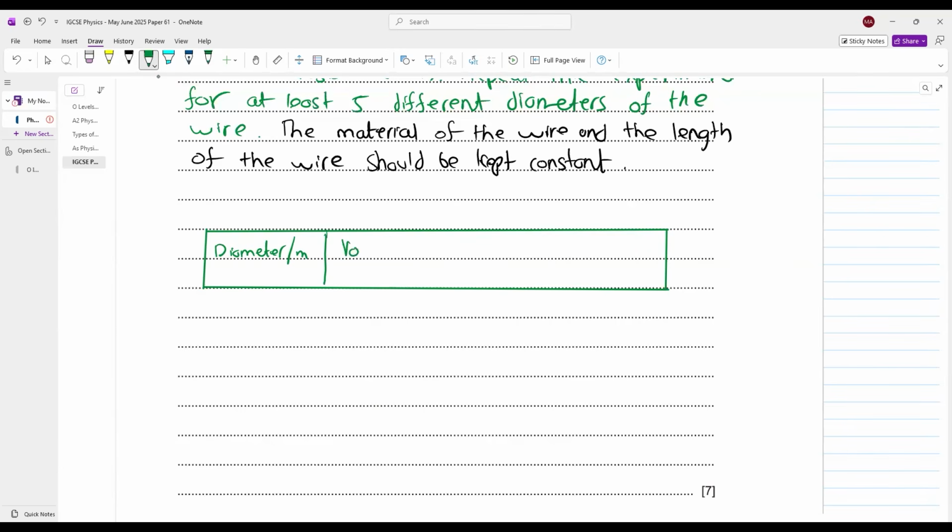Then voltage slash V, that is the units. उसके बाद आपने लिख दिया current slash ampere. Then you will write the last column heading resistance slash ohms. Okay.